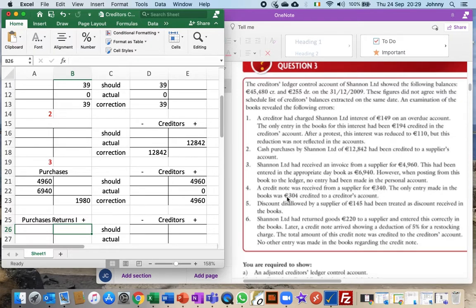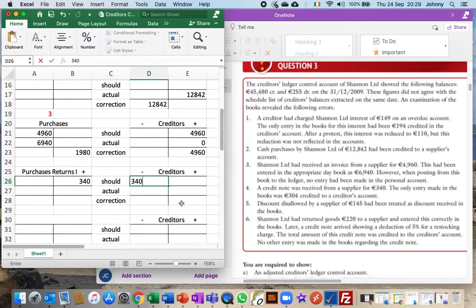The only entry was 304 credited to the creditor's account. So we have more returns of 340, which means my creditors should be letting me off 340. The only entry made was 304 credit to the creditor's account. So my creditor's account has a credit of 304. Okay, and that was the only entry, so therefore nothing happened anywhere else. So purchase returns is easy. We do the thing we should have done in the first place.